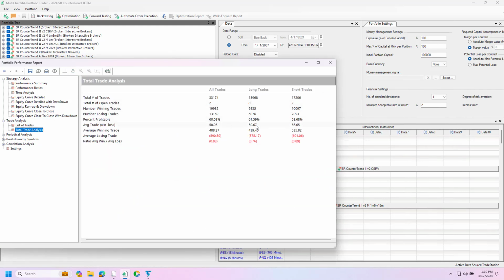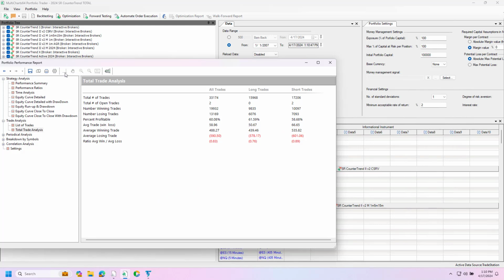Here's the trade analysis: $50 average trade profit on the long side, 66 on the short side. That goes in cycles depending on volatility. When volatility is higher and you get more slippage, then you typically have higher average trade profits. This includes $25 round turn slippage and commission, so that is already in there. Without that, this number would be 75. This number would be 91.